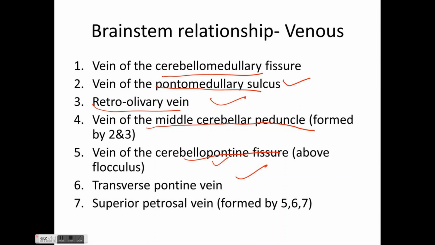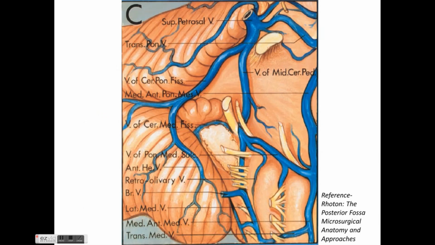As you can see from this diagram, we can see the various veins, such as the veins of the cerebellomedullary fissure, the vein of the middle cerebellar peduncle, the medial anterior pontomesencephalic vein, the vein of the cerebellopontine fissure, the transverse pontine vein, and finally the superior petrosal veins. So it is also important to remember these veins. Another diagram showing the various veins at the level of the CP angle.